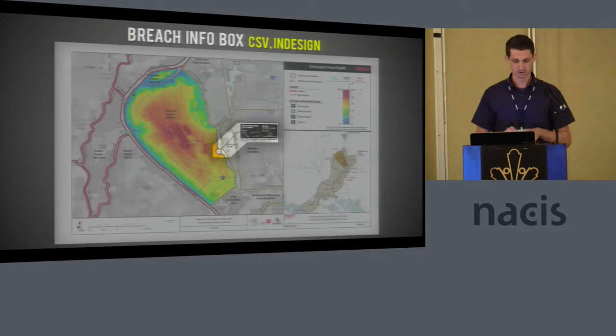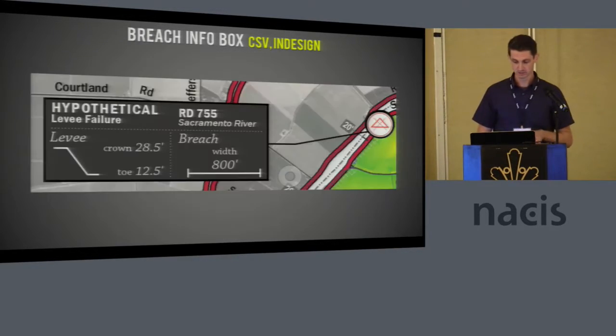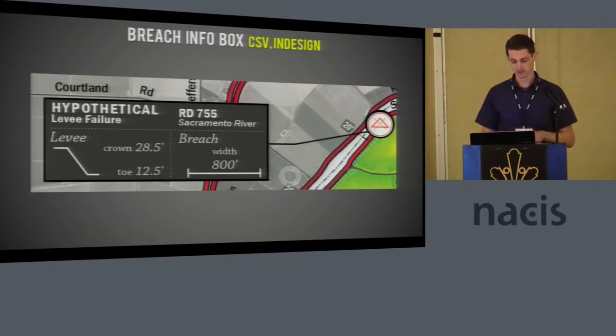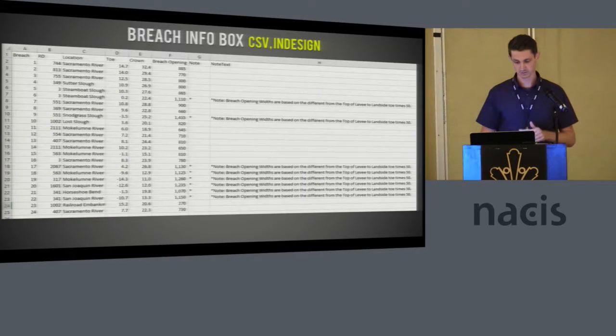And the final part of the map frame itself is the breach label. So I designed a more interesting label to add some extra information about the breach, so where it is located and what the levee looks like where it occurs. And these labels are actually auto-generated in InDesign using data merge.